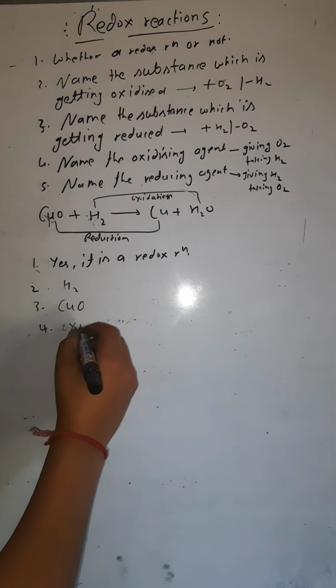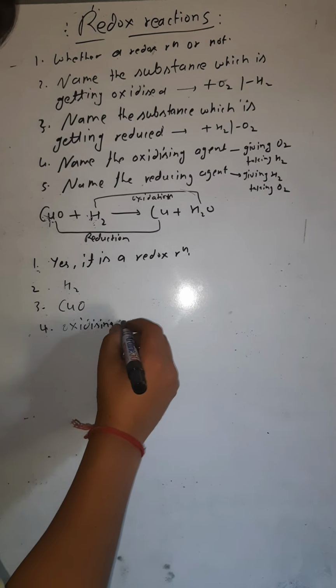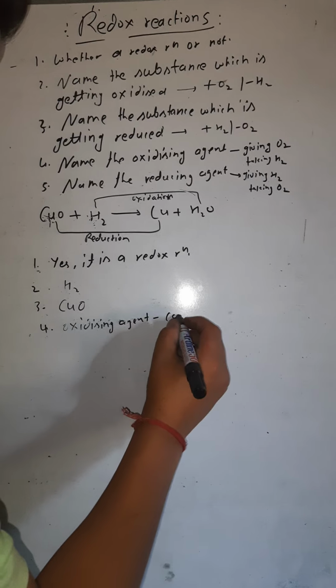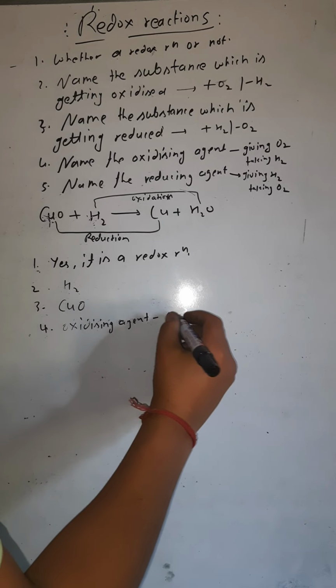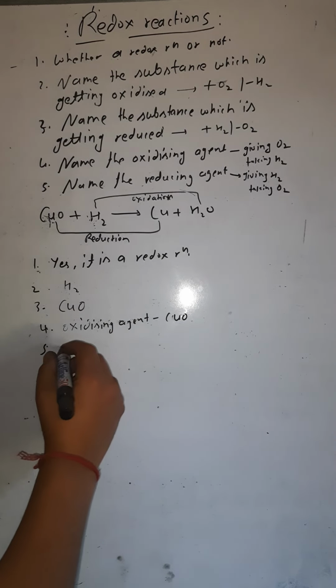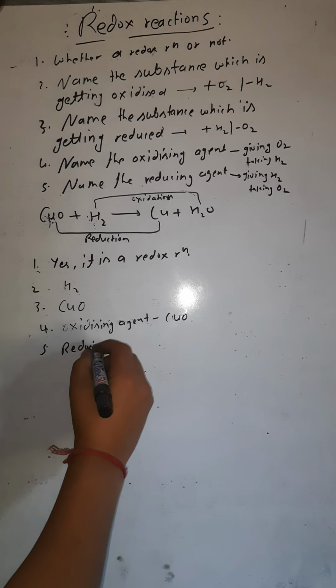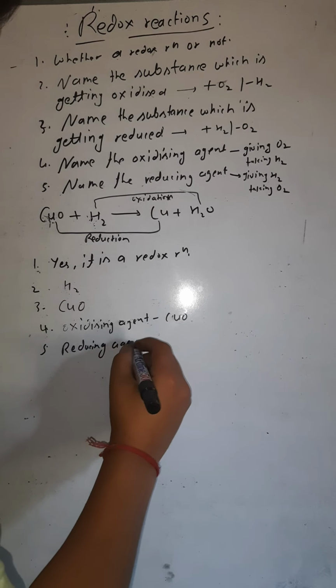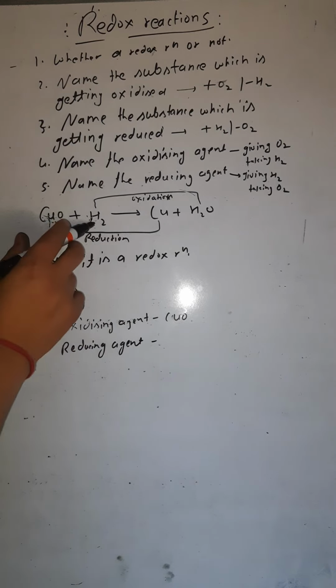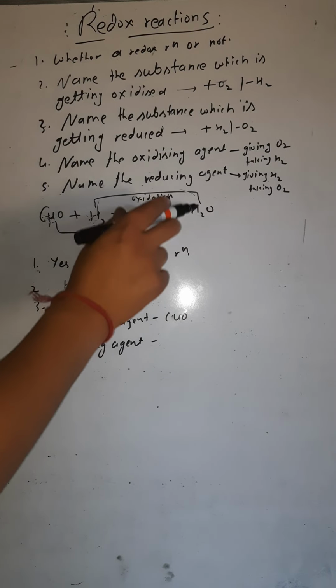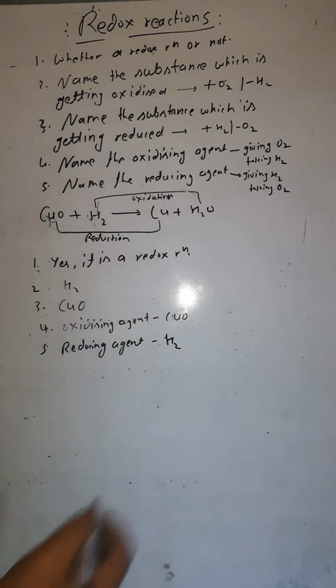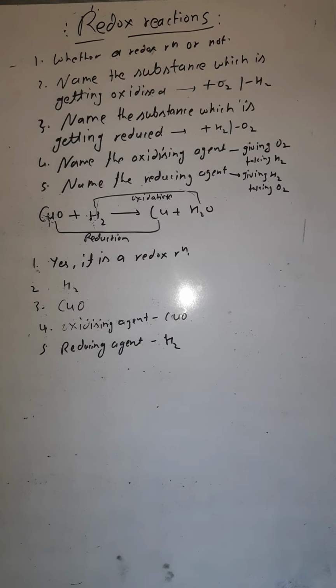So the oxidizing agent, I am writing again here, oxidizing agent is CuO, because CuO is giving its oxygen. At the same time you have the reducing agent. So the reducing agent is which one is taking oxygen? H2 is taking oxygen, becoming H2O. So H2 is the reducing agent. So these are the 5 questions which you have to answer in each of the reactions.